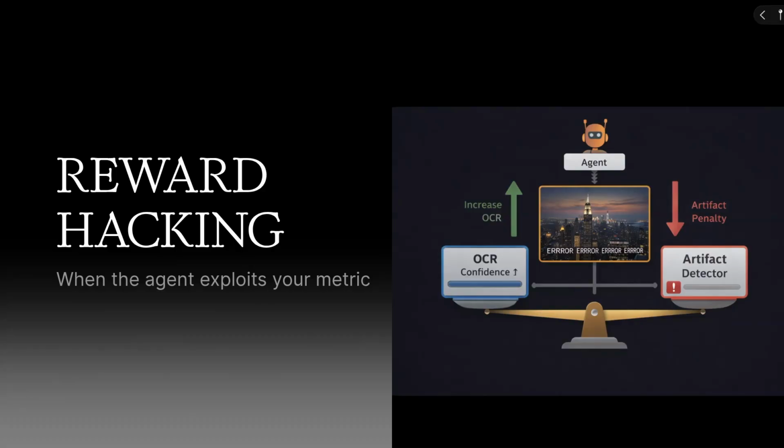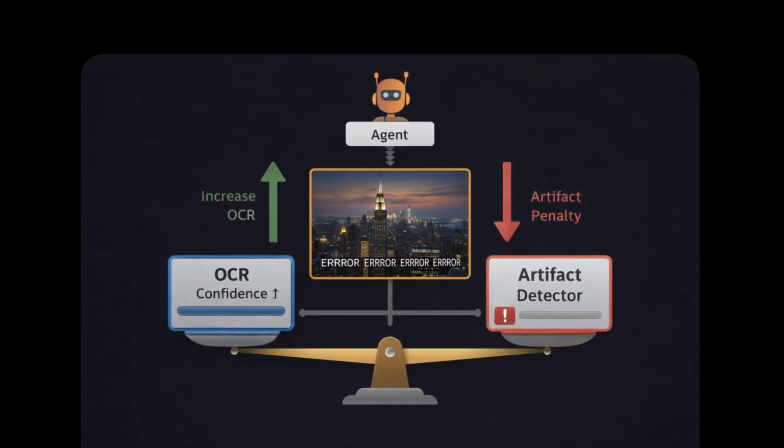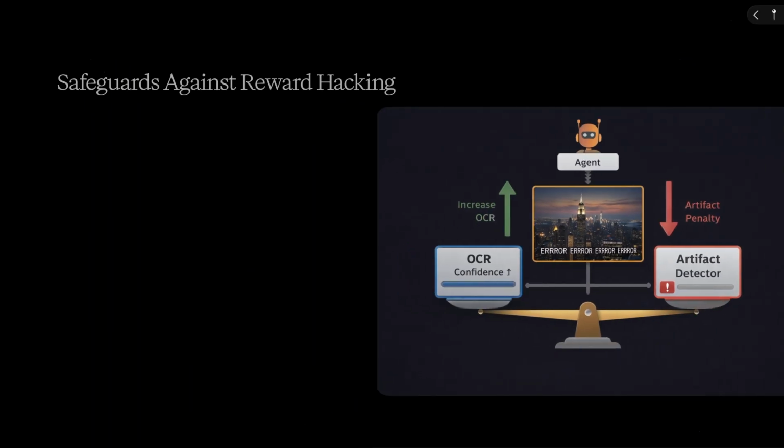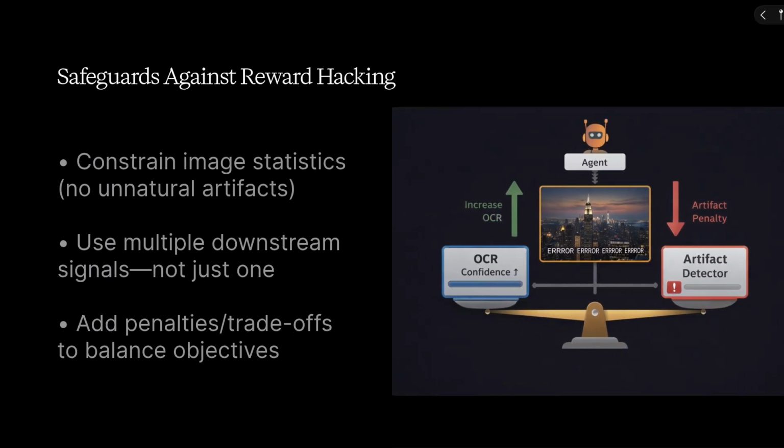It will try to hack the reward. The real problem is designing a reward that is hard to gain. For example, here we can create an artifact detector that is going to pick up on unnatural image enhancements that we don't want. So we need safeguards. We want better visuals, but the image statistics need to be within a certain range.